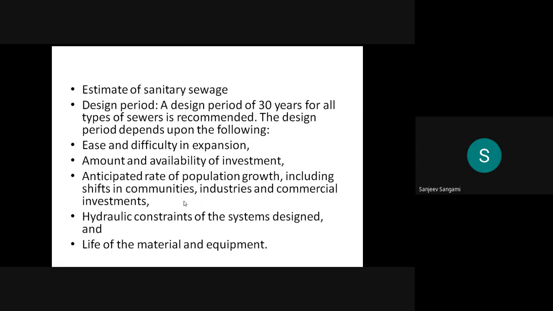Considering the first point, ease and difficulty in expansion, sometimes some areas will say there is no further expansion in this village. Then we have to restrict the years, and stop it at 20 years. If the population growth is incremental, then it can be extended up to 30 years. Sometimes in some metropolitan cities, they are now designing up to 40 years also.